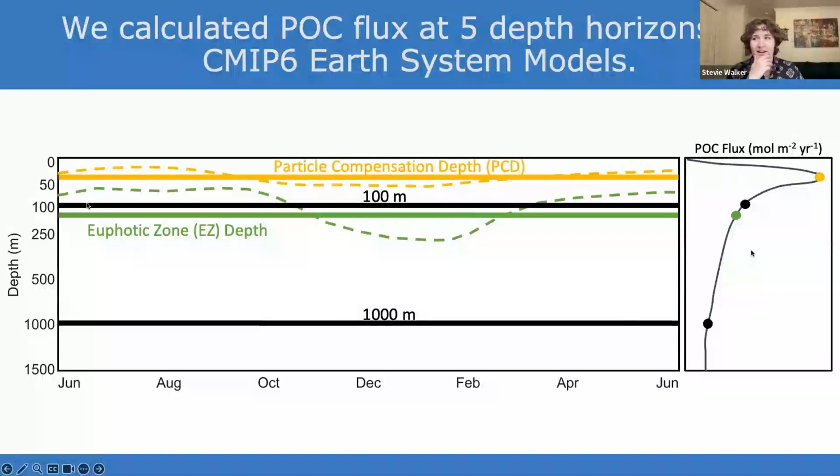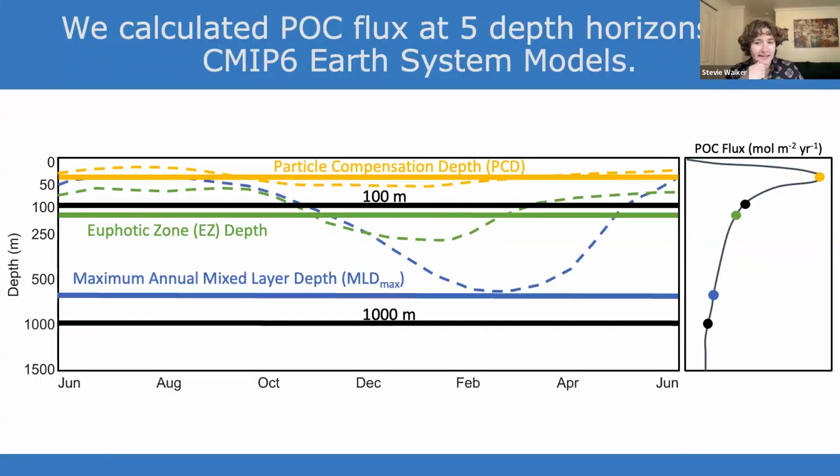Okay, so back to the next depth horizon. We have the particle compensation depth. This isn't used as much observationally, but it's useful in the models because it's the depth of maximum POC flux. And then finally, we calculated POC flux at the maximum annual mix layer depth because this accounts for remineralized carbon that may be entrained back into the mix layer during deep winter mixing, which, as you can imagine, in the North Atlantic is pretty deep. So, yes, those are our five depth horizons.